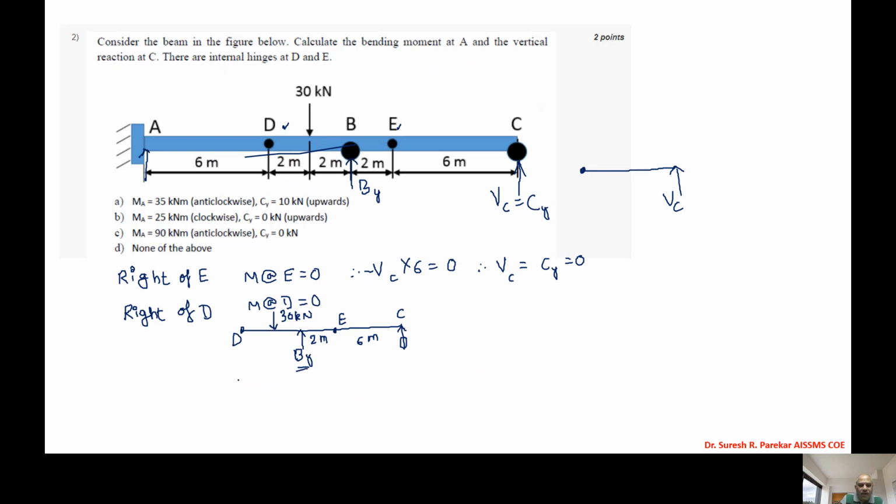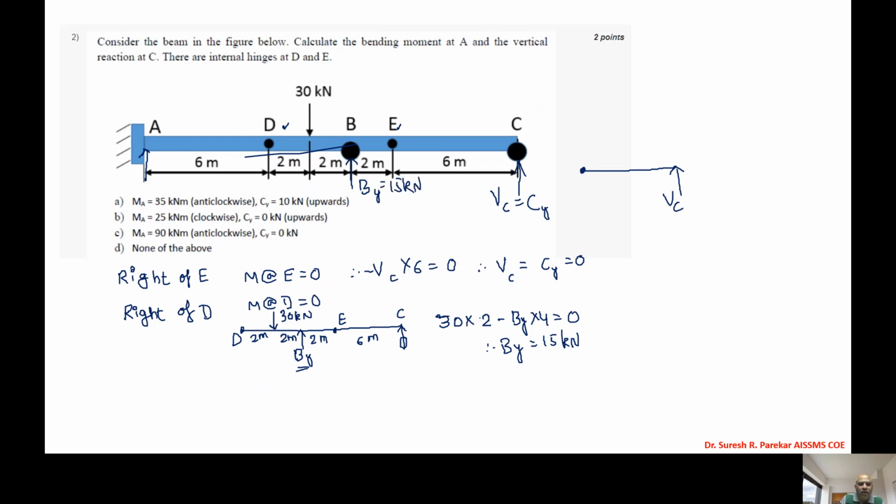So moment about D equal to 0, and then we will get, considering the right part, as it is an equilibrium equation, we can take clockwise plus. So 30 into 2 meters minus BY into 4, and that is equal to 0. And we will get BY equal to 15 kilonewton. So BY is 15 kilonewton, and that is upward.